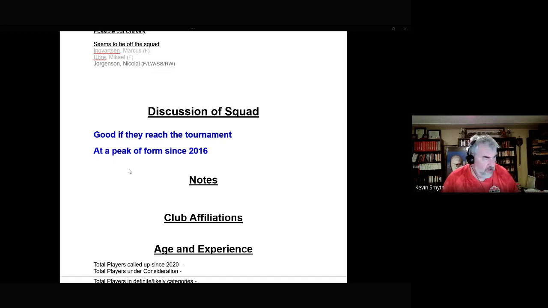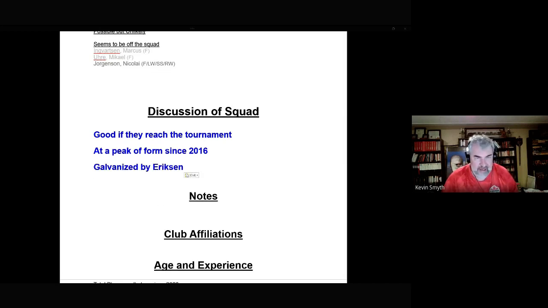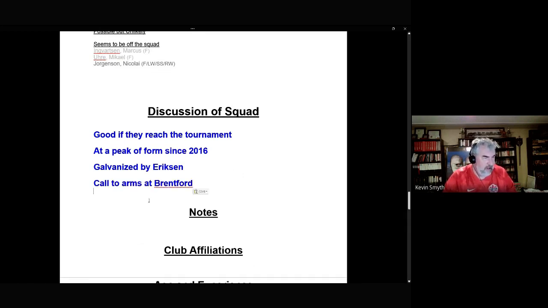And we also talked about them being galvanized by the injury or the heart attack of Christian Eriksen. That seemed to bring them together in the 2020 Euro Cup, and they are a pretty tight team, and that was half of my reason for saying that. Not only a tight team, but brought together by that difficulty.